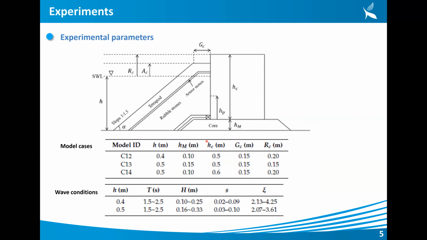This is the definition of physical parameters considered in this study. The experiments were conducted with 3 different caisson models. For the 3 caisson models, horizontal wave pressures on the caisson were measured with 4 different configurations of the armor blocks, which will be explained in the next slide. For each of the test cases, 20 different regular waves were generated with the conditions shown in the table.